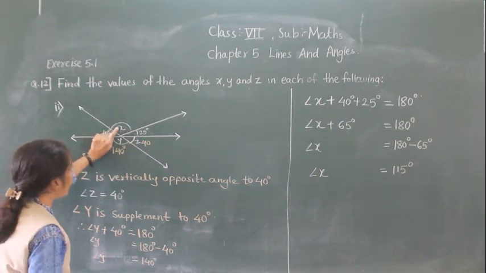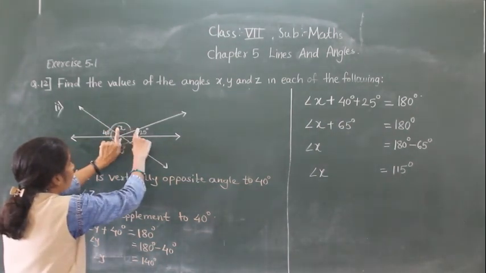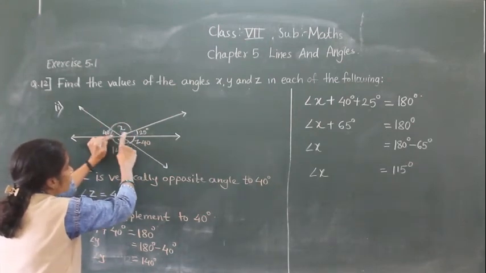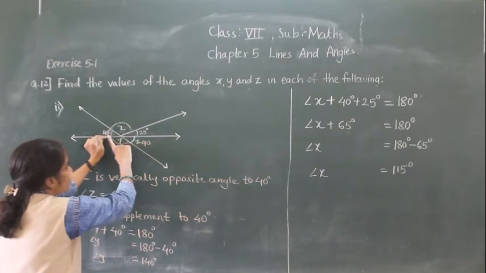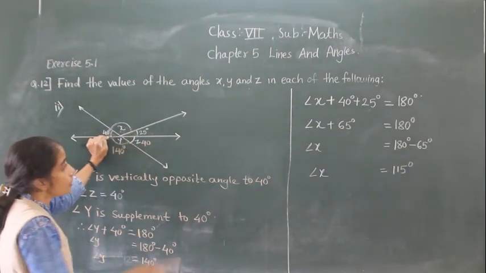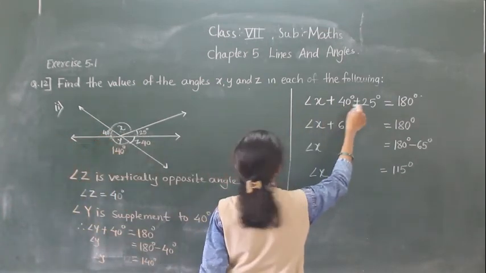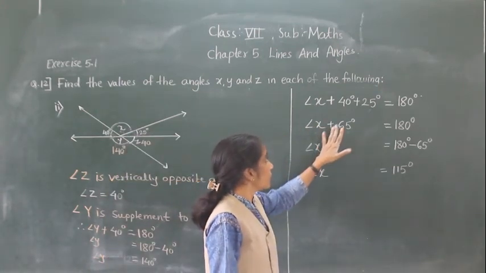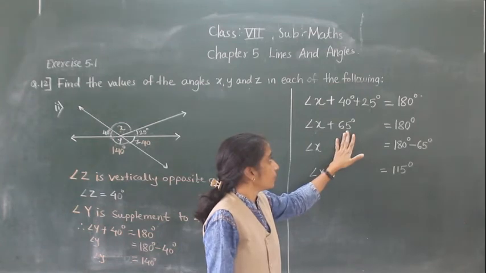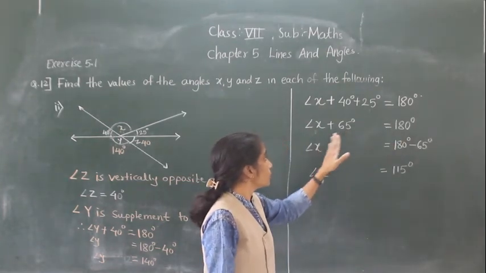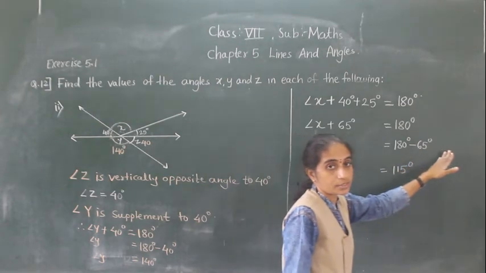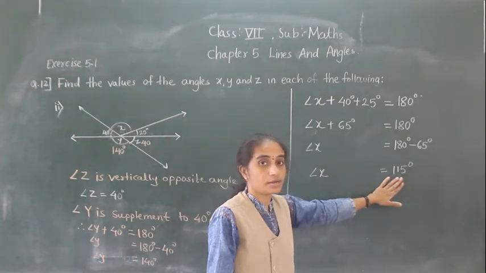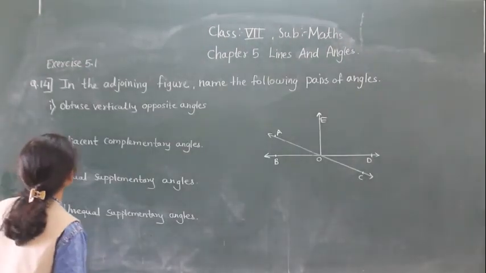Now we have to find angle x. Angle x is supplementary to the 40 and 25 degree angles. So angle x plus 40 plus 25, 65, is equal to 180 degrees. Transferring 65 to the right-hand side, it becomes minus, so 180 degrees minus 65 degrees. The answer is 115 degrees. Let's move towards question number 14.